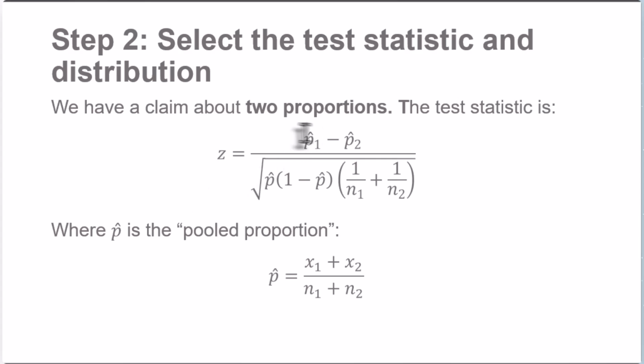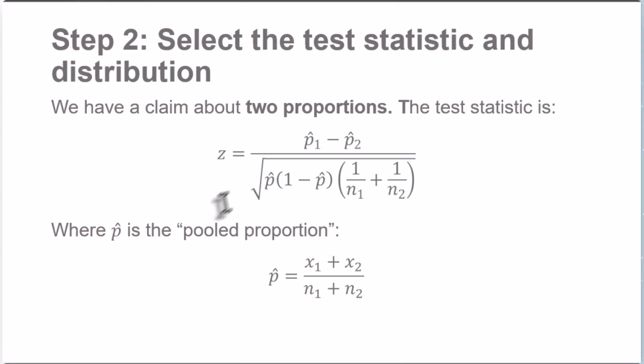And on top we have p1 hat minus p2 hat. Those would be the pass rates from each of the samples. We could also write this as pn hat and pt hat, but basically the first group and the second group. So the difference between those sample proportions.